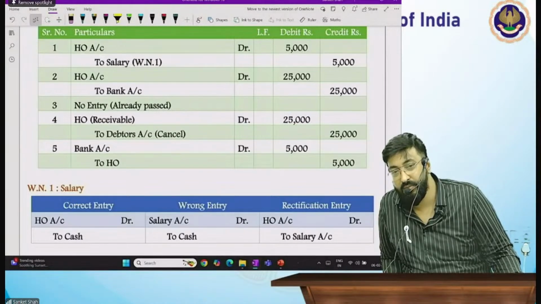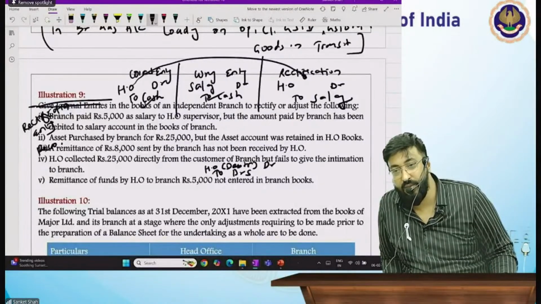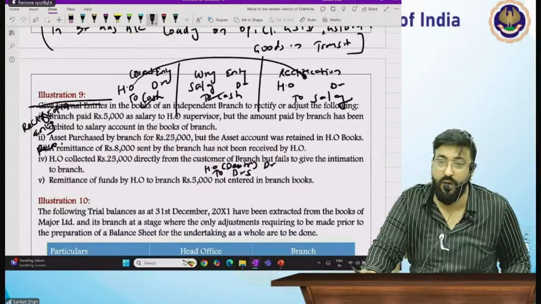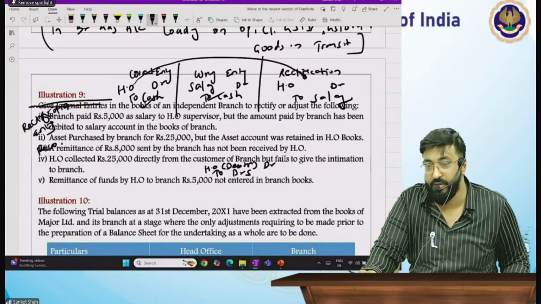Easy? Yes, sir. So this is a favorite question, huh, beta? Any difficulty in this question? If you're not getting any logic, you can ask me. Any student, beta, raise your hand.